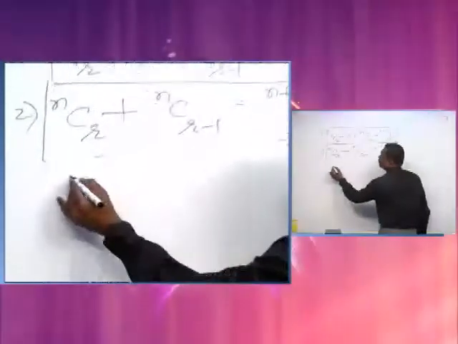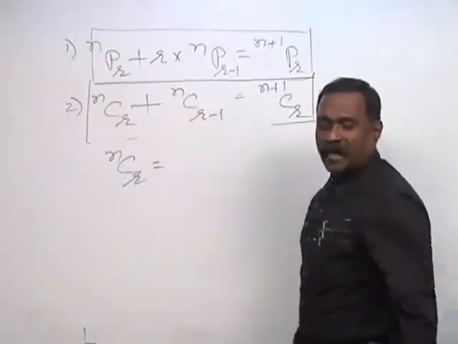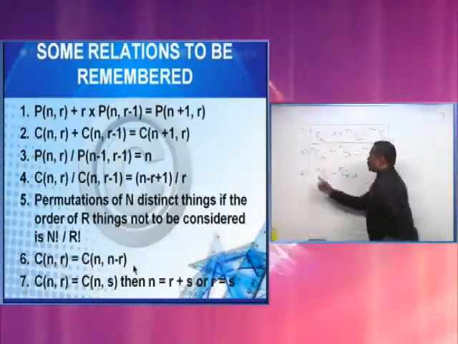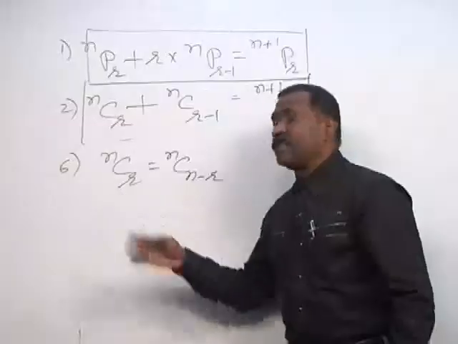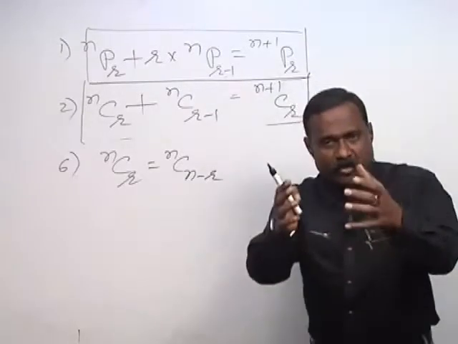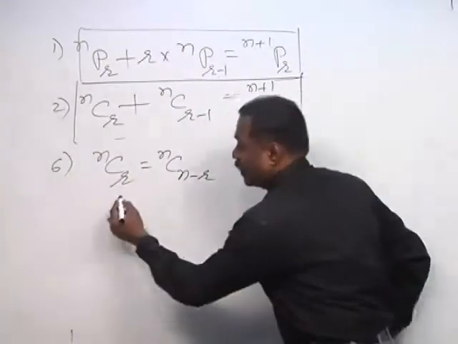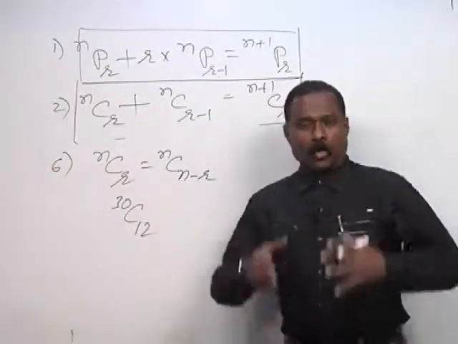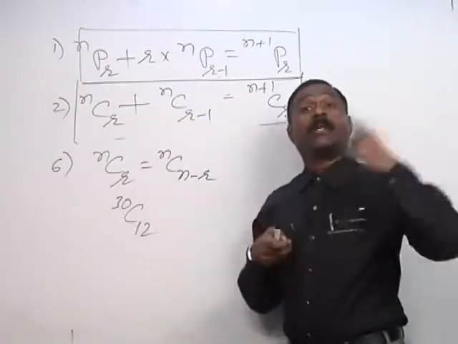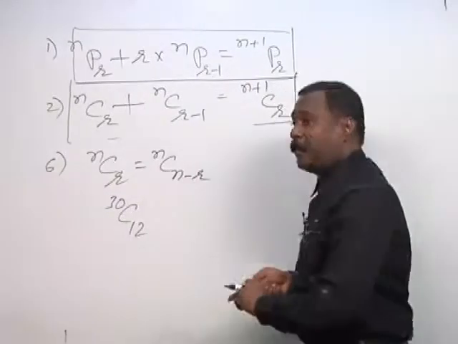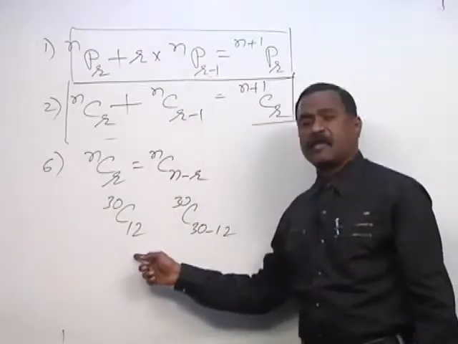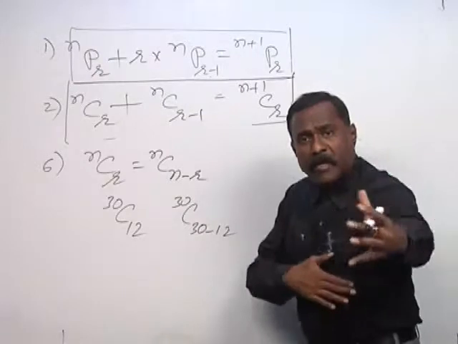Next, sixth one is nCr is equal to nC(n minus r). What does it mean? Let us suppose there are 30 students in your class, and 12 students are taken from them. Let me say 30C12. The group of 12 students is to be formed. Then 30 students are sitting in the class, I have separated 12 students from them, and how many will be remaining? Then 30 minus 12 will be remaining. So that is 30C(30 minus 12). If I make a group of 12 students, automatically another group of 18 will be remaining.